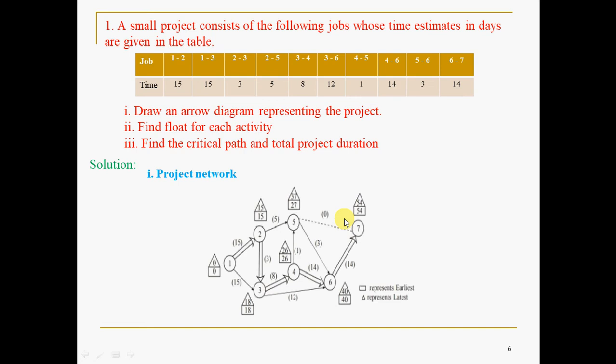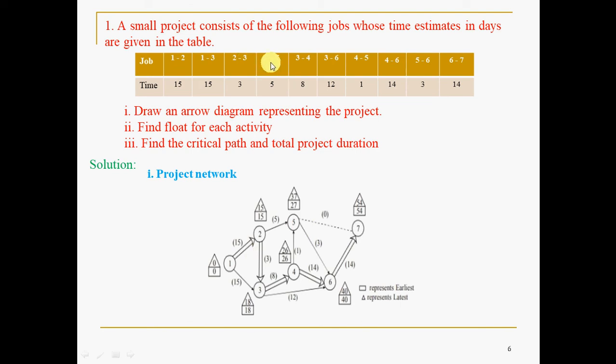Using the relations, you have to build the network. This is very simple. You are not required to assume anything. Forget about the time estimates first, and just try to connect these jobs in the given sequence. For example, 1 to 2, 1 to 3: 1 is the common node, so there is an activity 1 to 2 and an activity 1 to 3. After 2, 2 to 3 is there and 2 to 5 also is there, so you draw one arrow for 2 to 3 and one more arrow for 2 to 5.